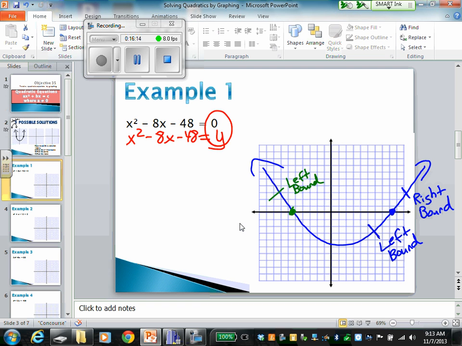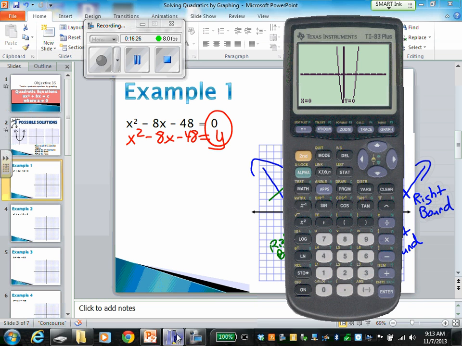And then it's going to ask you right bound again. And so if you're traveling to the right, right bound's going to be down below it. Okay? So let's go back to our calculator. Does it matter which point you find first? No. So we're going to go to second calc.